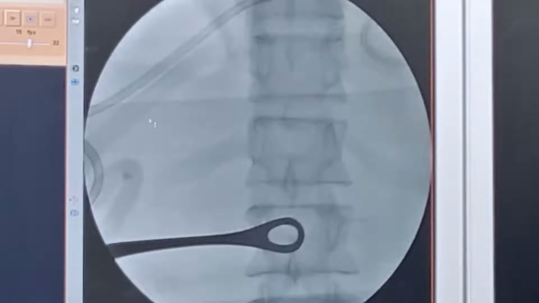So the L1 vertebra is identified and marked on the patient's skin. With a sterile marker, spinous process of L1 vertebra is marked on the patient's skin and is written as L1 for later reminder.